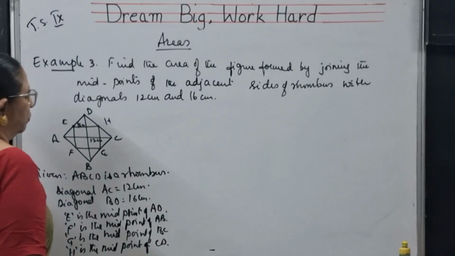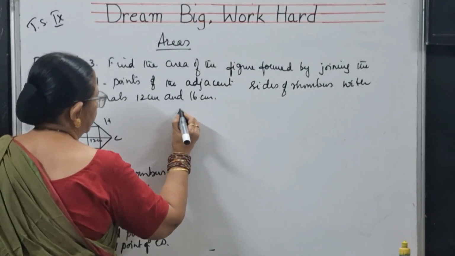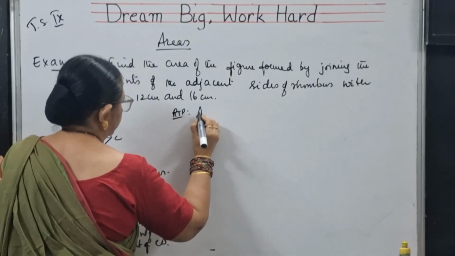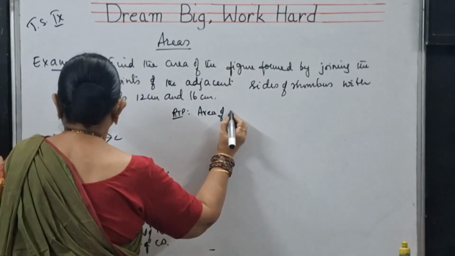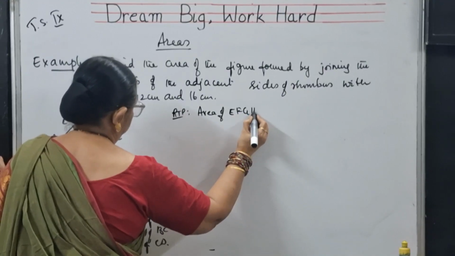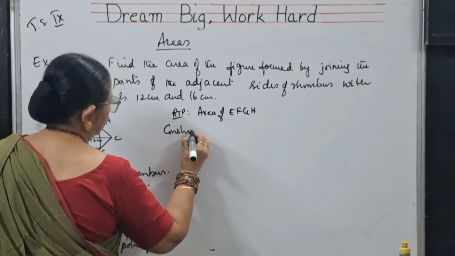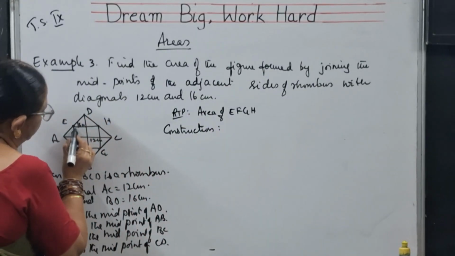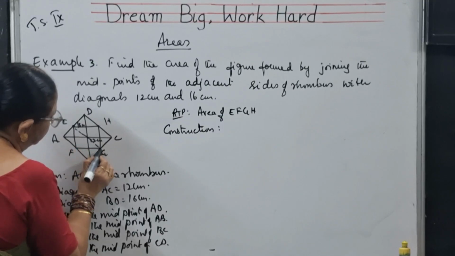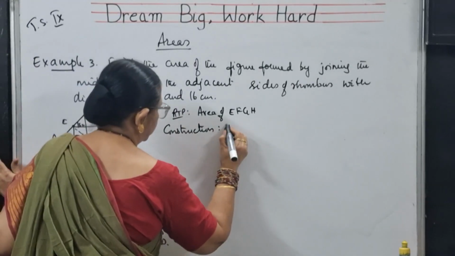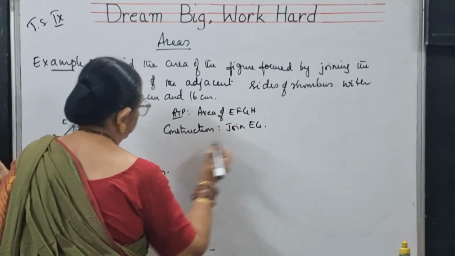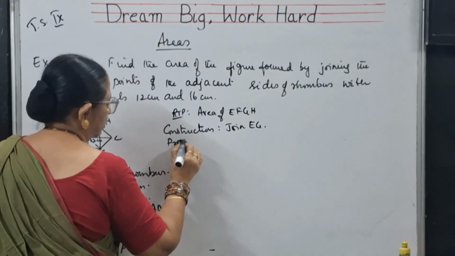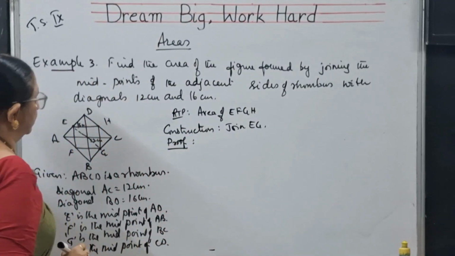Now we need to find out what we have to find. Find the area. What is RTP we need to prove? What is the area of EFGH? For this, you need to do one construction. What is the construction? Join EG. Now, when you are joining EG, then we can write the calculation part here.